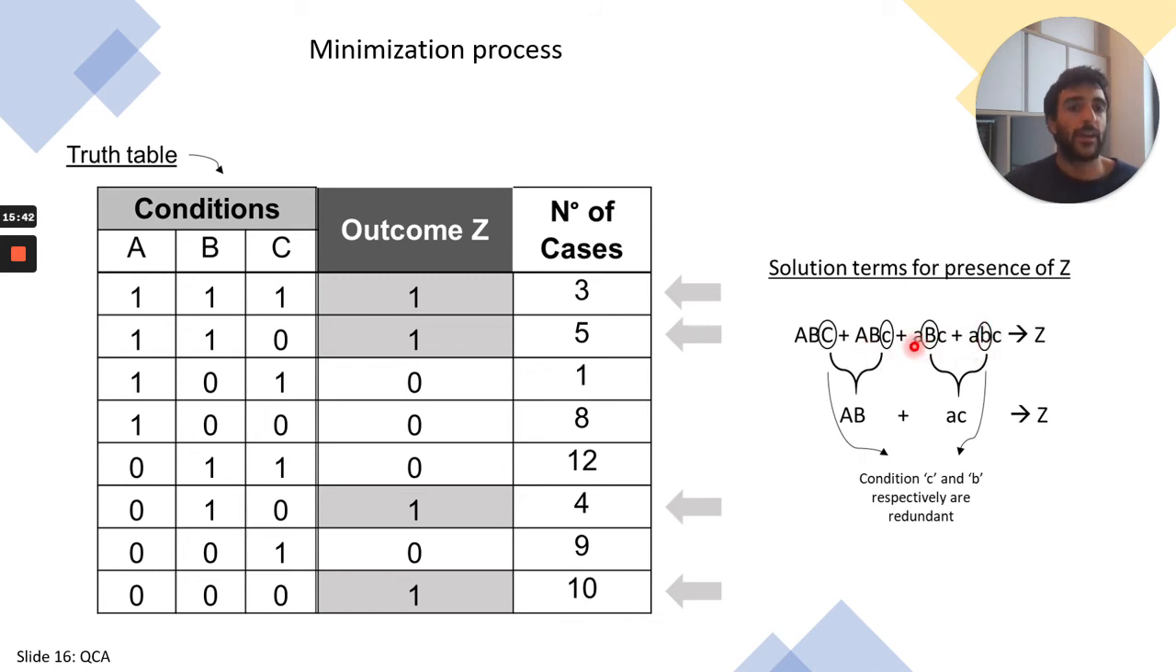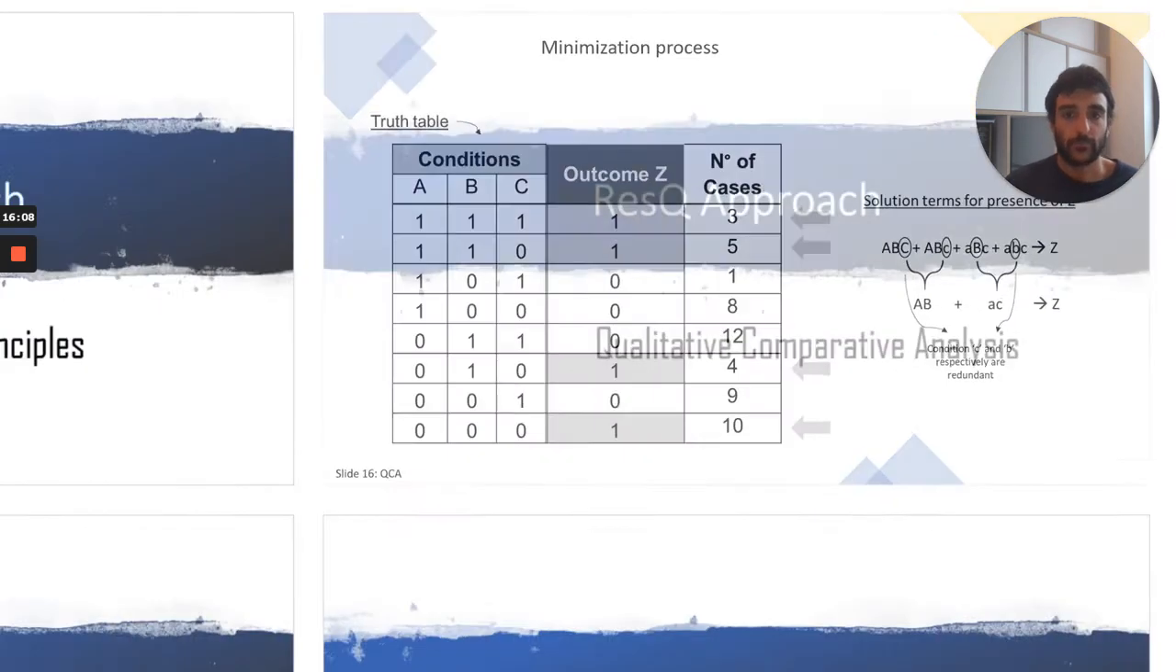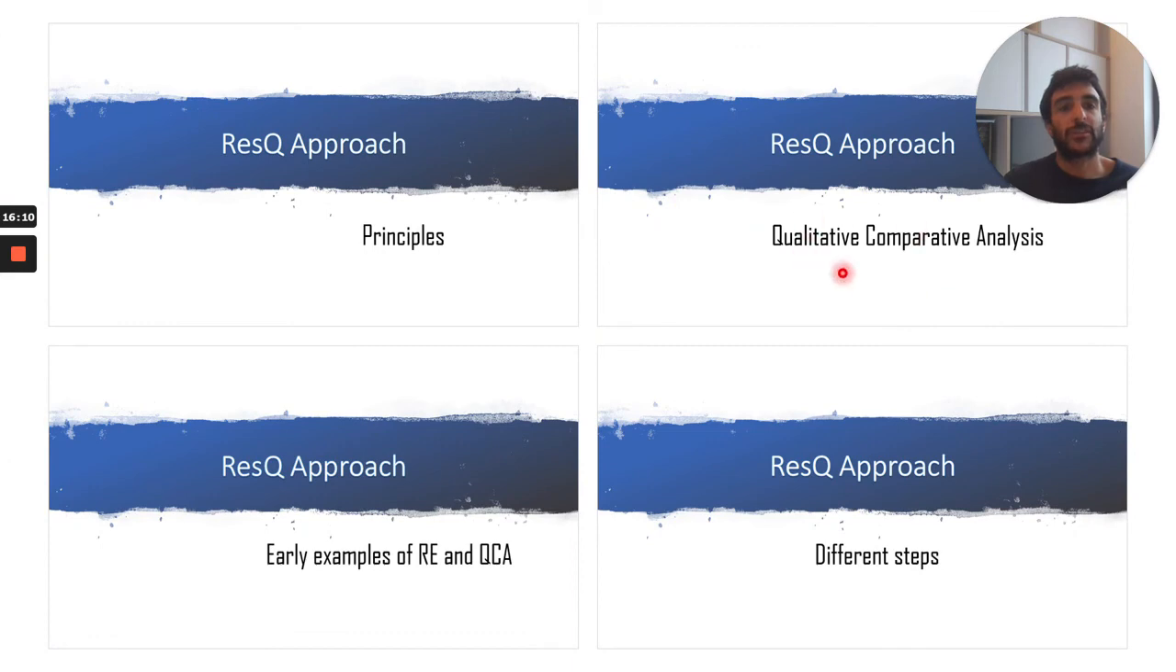Here it goes again. The absence of A and C. When A and C are absent, it doesn't matter what B does. It doesn't matter whether B is absent or present. It doesn't matter. Both give the outcome Z. So we can minimize this to AC. And then we have a much easier solution term stating that if A is present and B is present, or if A is absent and C is absent, that gives us Z. And so this will then be used for our theory building.